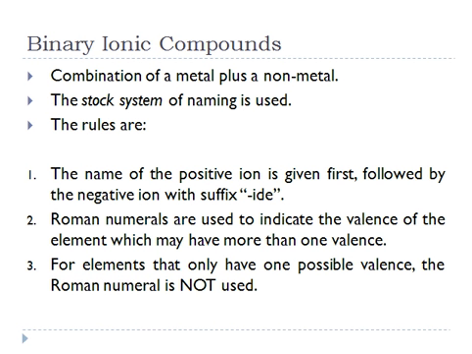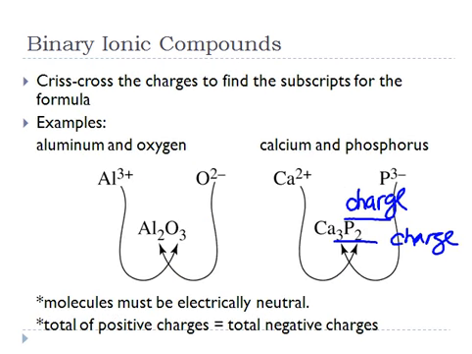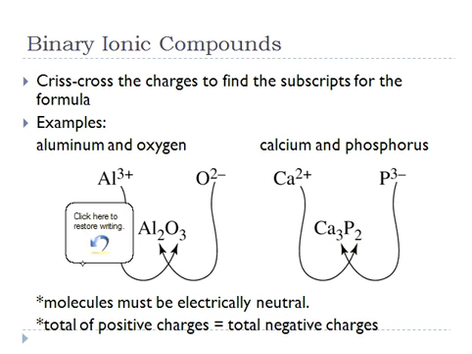But for number 2, Roman numerals are used to indicate the valence or the charge of the element, which may have more than 1 valence. Okay, so another word for valence is its charge. You'll see both of them, so just in case you're wondering. For elements that have only one possible valence, the Roman numeral is not used. So I'm going to show you some examples of that. Okay, and you should have seen this before as well in grade 10.